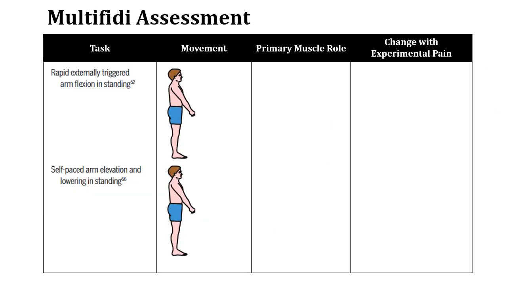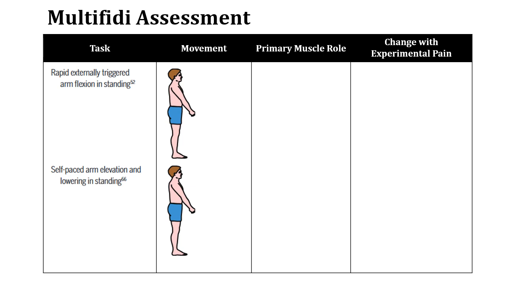An extensive number of studies have been done looking at the neuromuscular control and stabilization of the lumbar spine. In particular, if we're focusing in on the multifidi, there are several different studies that are consolidated here. So let's look at the different tasks. First, the rapid externally triggered arm flexion in standing, the movement shown there.